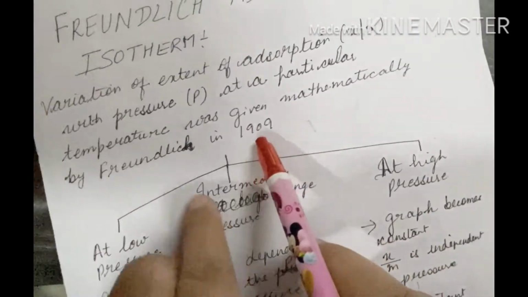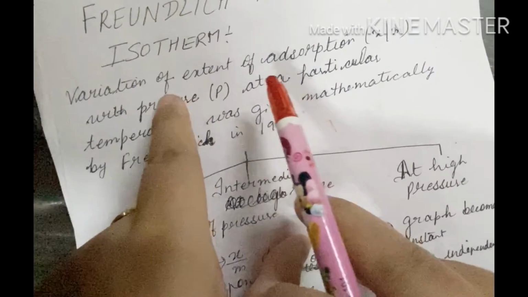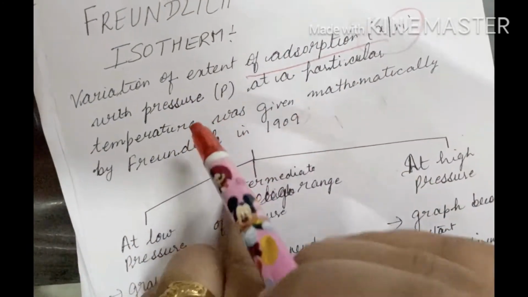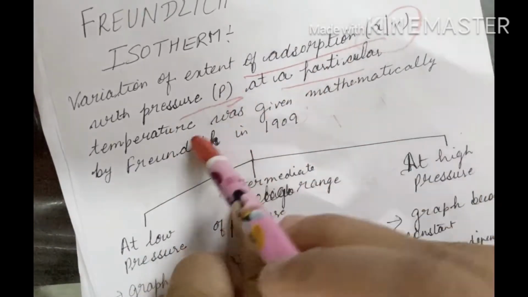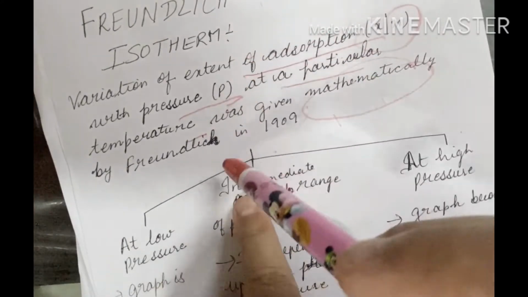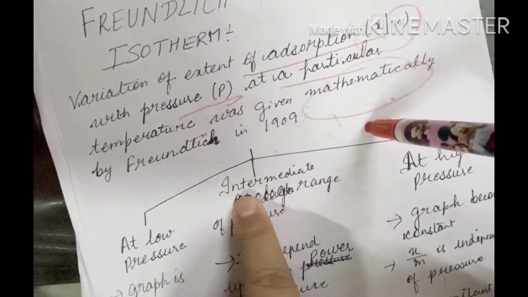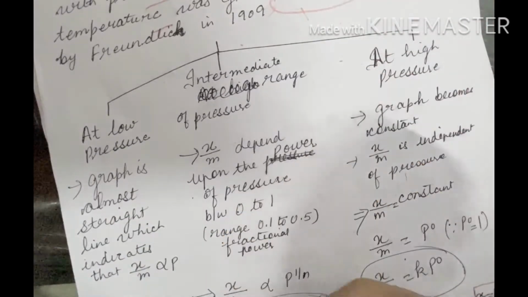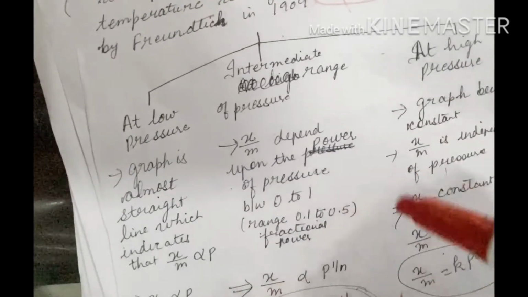See, it will tell you the variation of extent of adsorption, that is your x upon m, with pressure at a particular temperature. It was given mathematically. I told you that Freundlich gave a mathematical expression for explaining this adsorption isotherm. So he studied this graph on the basis of three conditions. So what were the three conditions?